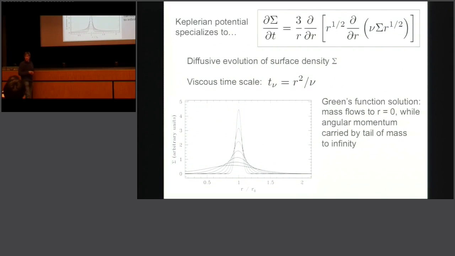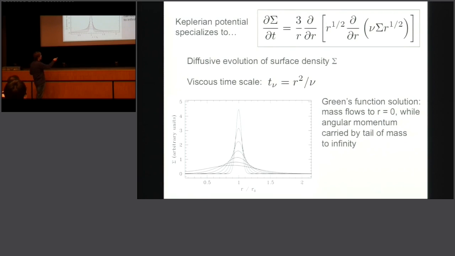Okay, so you can take those two equations plus the specification for the torque, and if you assume that the potential is Keplerian, you end up with an evolution equation for the surface density in the disk, how the surface density in the disk would evolve with time given this viscous stress, which is redistributing angular momentum. And this is the form you get.